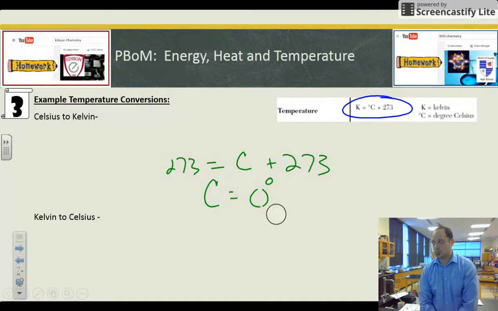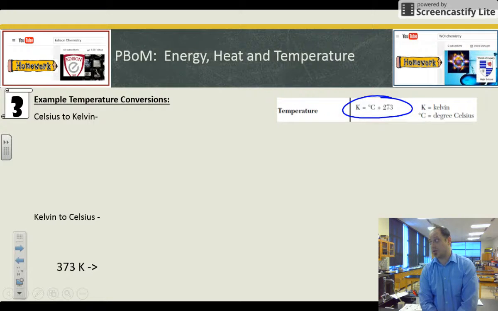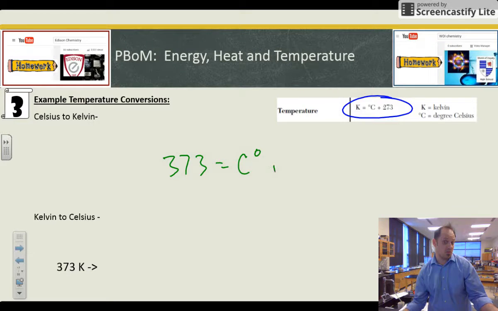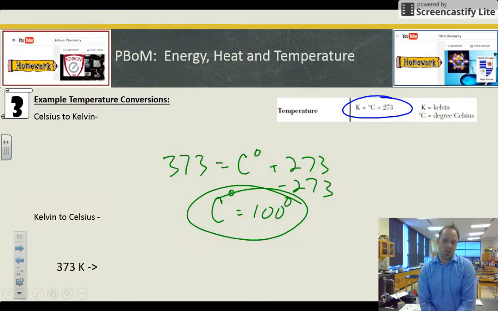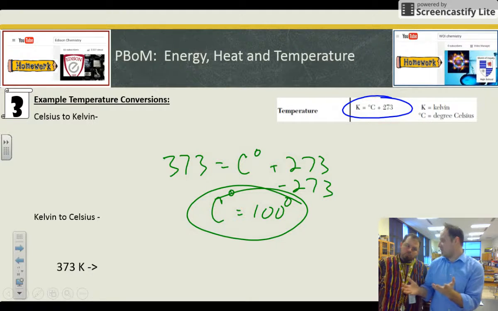Last one, straight up plug and chug. He's going to say 373 Kelvin equals Celsius plus 273. He's going to take 273 away from both sides, and he finds out that this value is really 100 degrees Celsius. Bam. Okay. The Kelvin scale can be confusing, but it's really just offset from Celsius by 273 degrees.